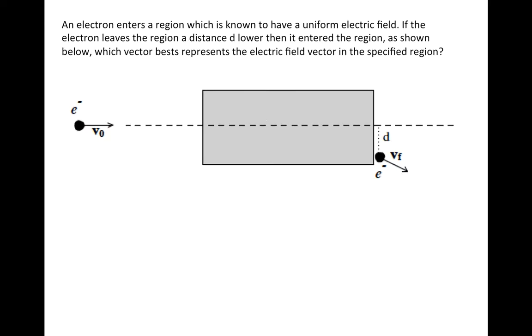Now, question number 3, I have an electron that gets into a region, a uniform electric field. So I told you the electric field is uniform. If the electron leaves the region at this point here, as shown, which vector best represents the electric field? Okay, now I need to find what the electric field is. Now, if you look at this, you see that the path the electron follows is as this.